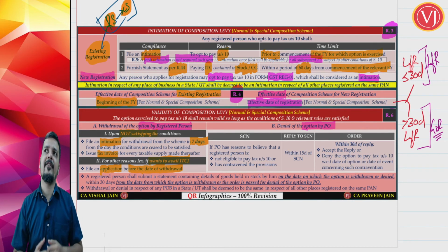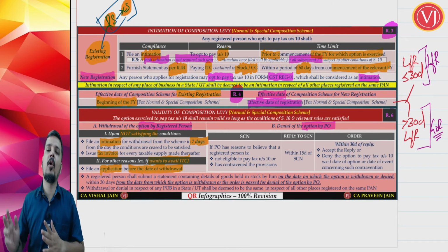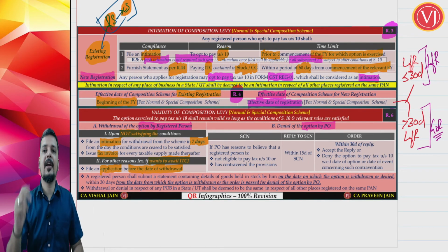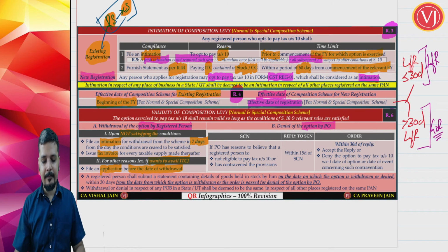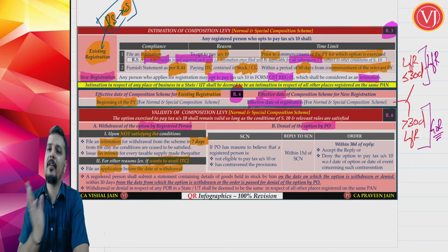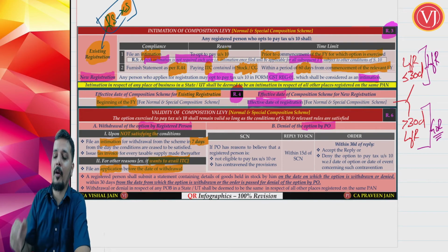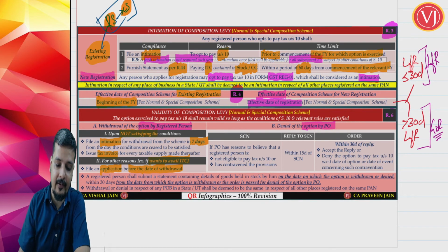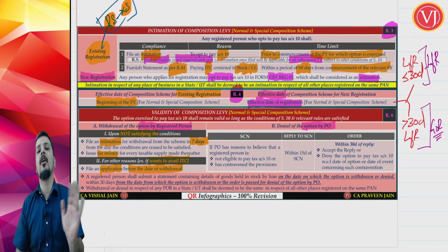But in the second case, he is satisfying the condition, but he wants to go outside. Only when he is making that application for withdrawal, he is outside the composition scheme. Now, this is the first part where the assessee is going outside the composition scheme. Now, the second part is pretty interesting. The assessee is not going outside the composition scheme.